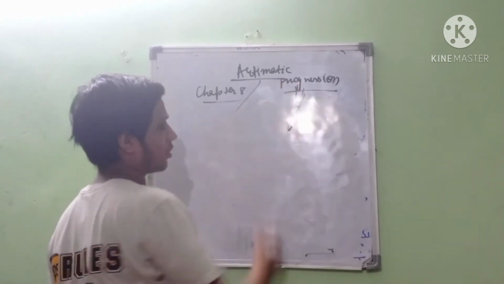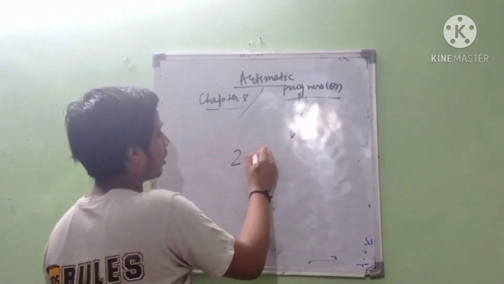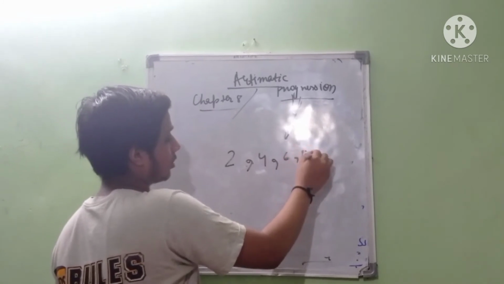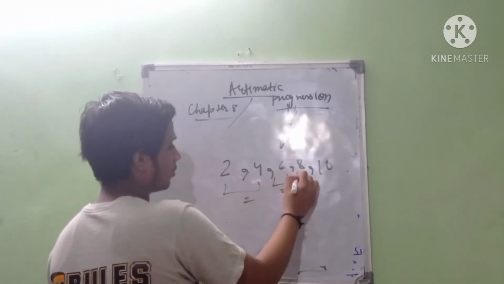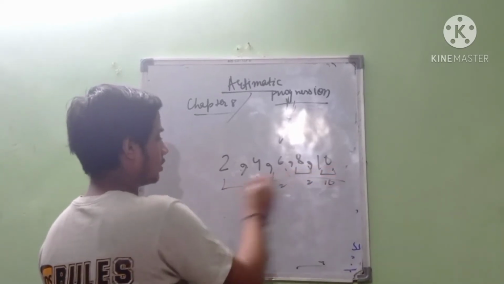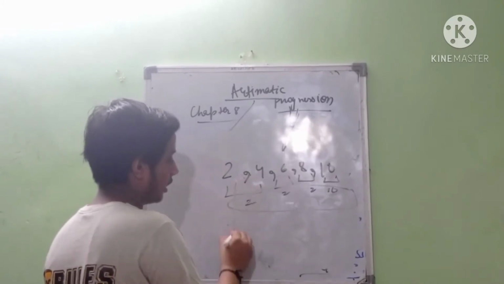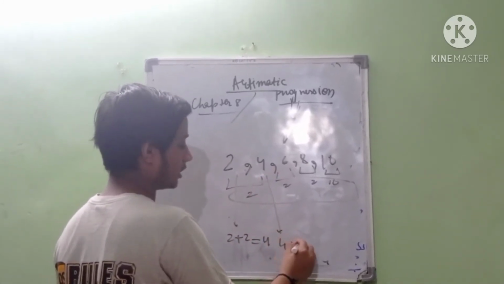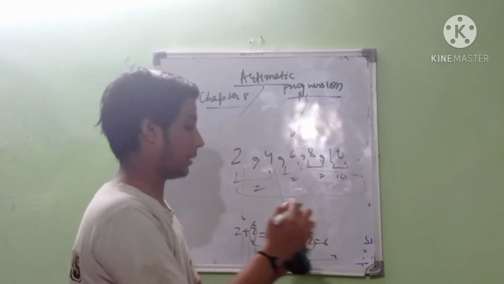I think we should take examples of progression only. An example of a progression is 2, 4, 6, 8, 10. So here the difference is 2, 2, 2, 2. So here the mathematical rule that is used is addition. 2 plus 2, that is 4. 4 plus 2 is 6. So this 2 is commonly added to all of them.